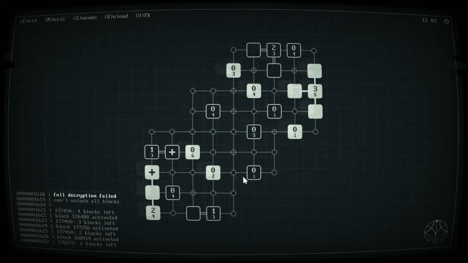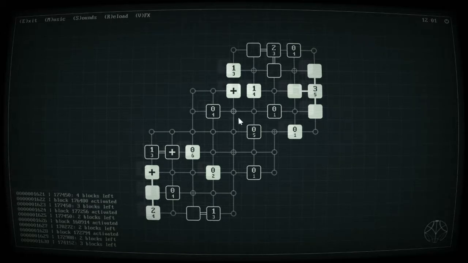Let's see. One, two. This one has to be lit no matter what, because this one needs three. Four, one, two, three, or four, one, two, three, or four. At least this one or this one is lit for this one. No matter what, this one's lit.